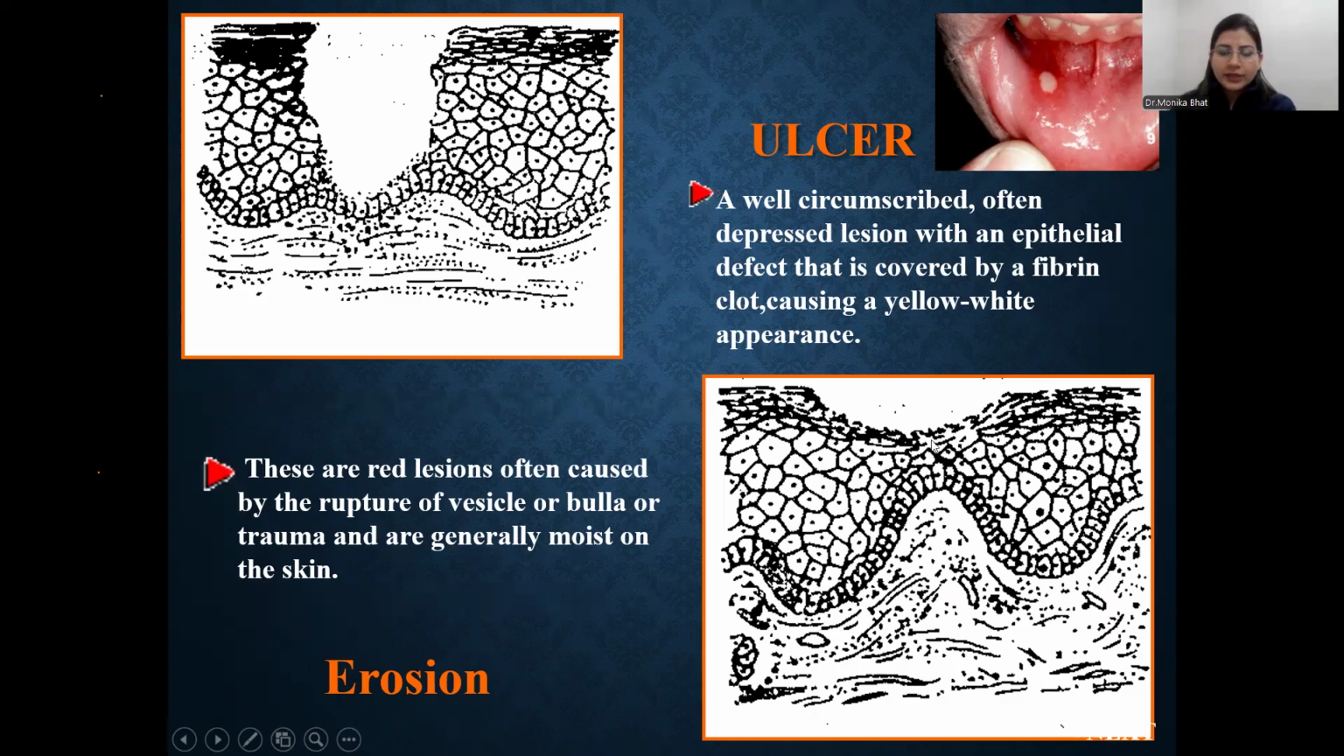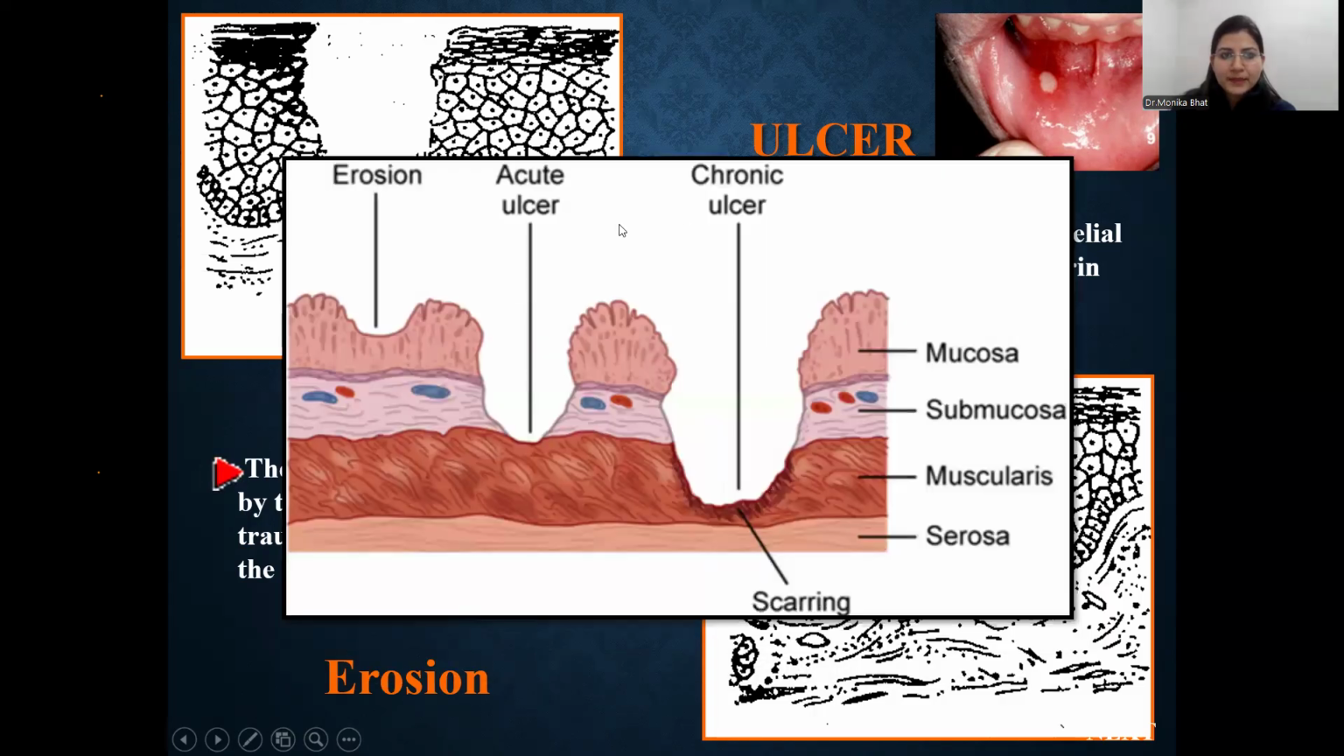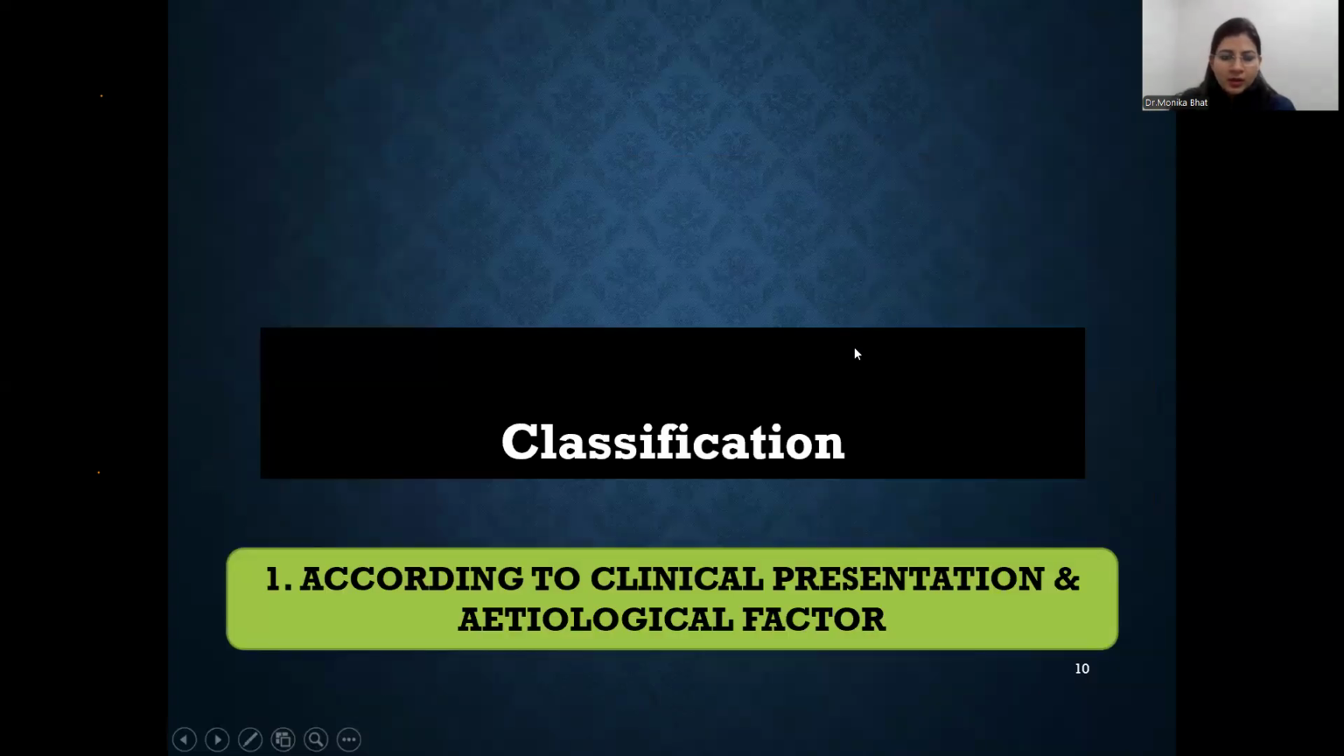Then we have the erosions. Erosions are basically red lesions, often caused by the rupture of a vesicle or bulla. If the primary lesion gets disturbed, this can lead to either ulcer formation or erosions on the skin surface. With erosions, the overlying surface gets disturbed, and if it is deep, then it can cause an acute ulcer. More than 3 weeks can cause chronic ulcers.